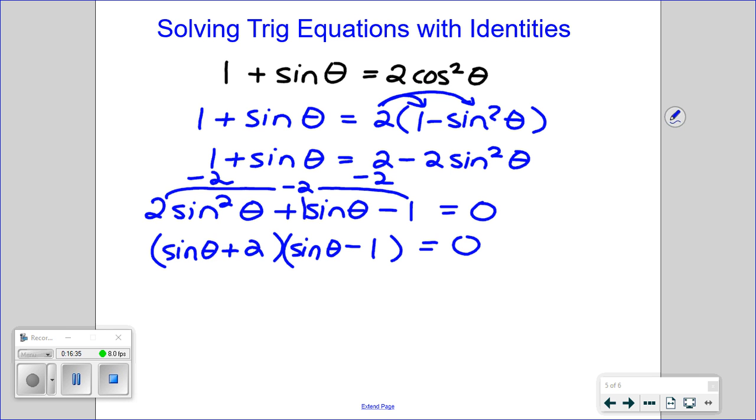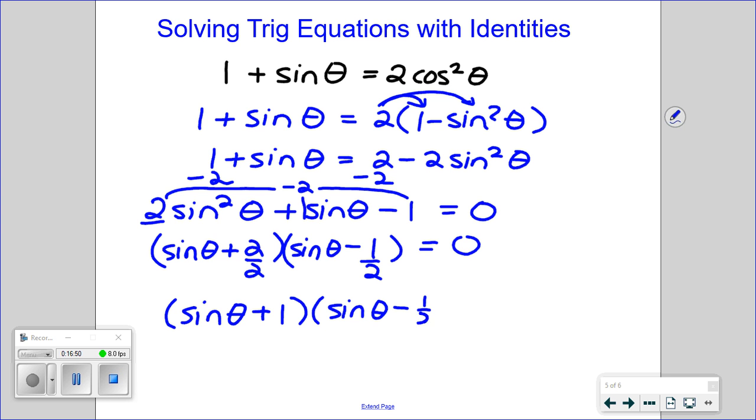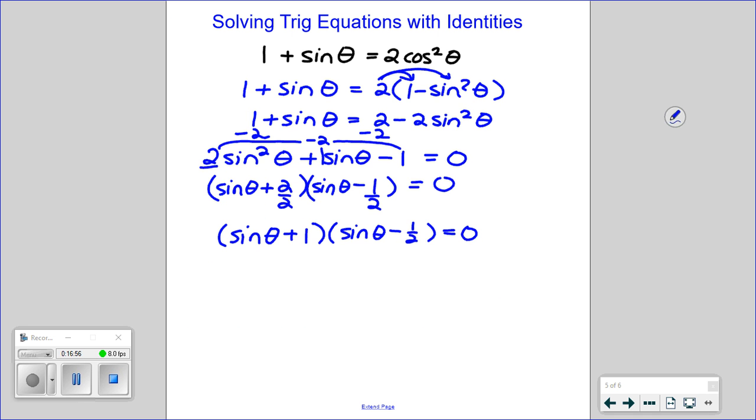Okay, but we're not finished. We then have to divide by 2 to undo the fact that we multiplied by 2 in the beginning. So we're going to get sine theta plus 1, and then sine theta minus 1/2, because we are now going to set each factor equal to 0. We'll split these up, and then we'll solve each equation separately.